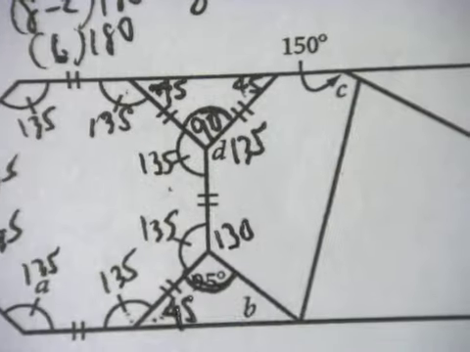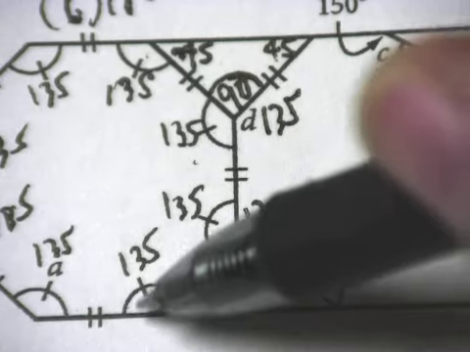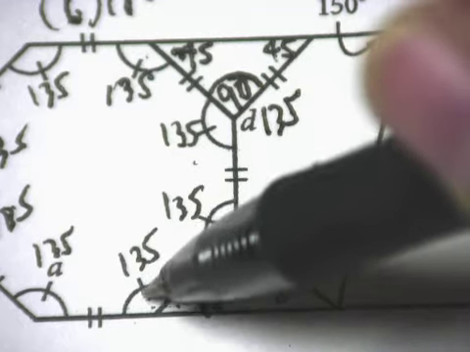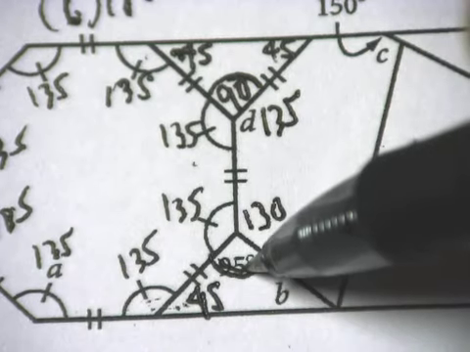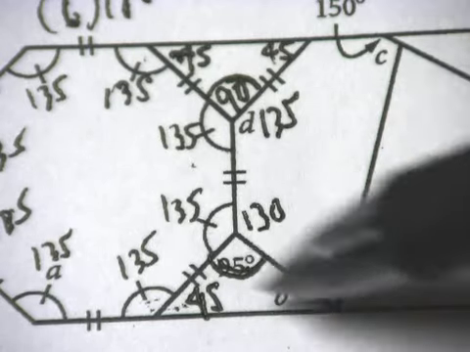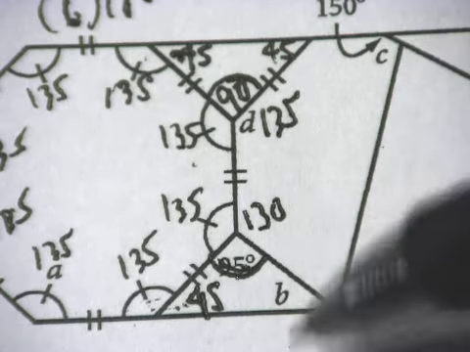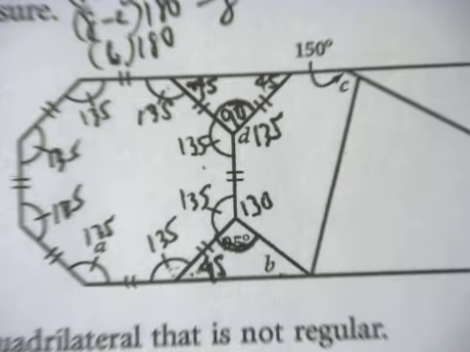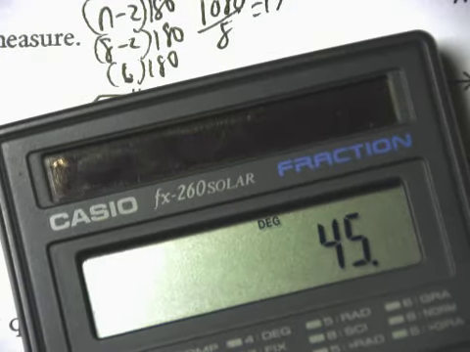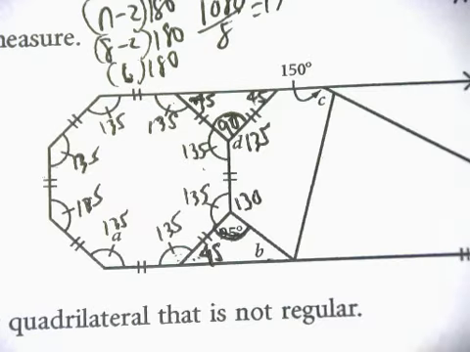Well, wait a minute. I know that this is 95 degrees. I know that these are a linear pair. So I can find this angle right here. So 135 minus 180 gives me 45 degrees. So I know that this is 45 degrees, right? And hold on a second. Yeah, these are a linear pair. So these should both equal 180 together. So 135 minus 180 gives me 45.